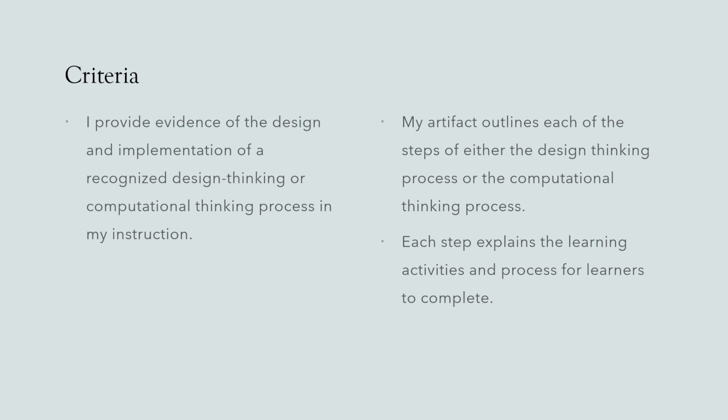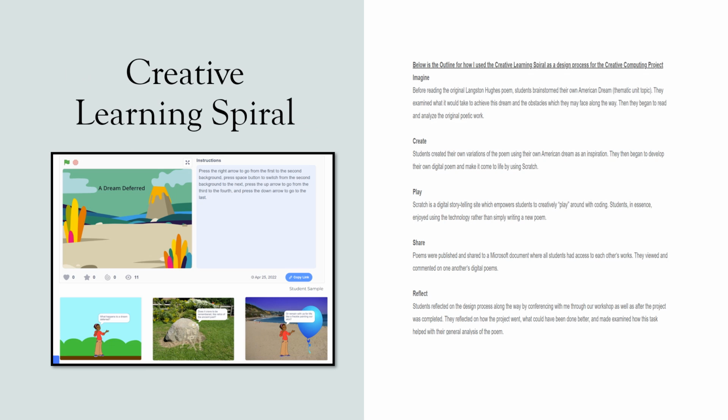My artifact outlines each of the steps of either the design thinking process or the computational thinking process, and each step explains the learning activities and process for learners to complete. Here is an example of the creative learning spiral, where students were tasked to imagine, create, play, share, and reflect on the process of their computing project, which was their dream deferred poem.